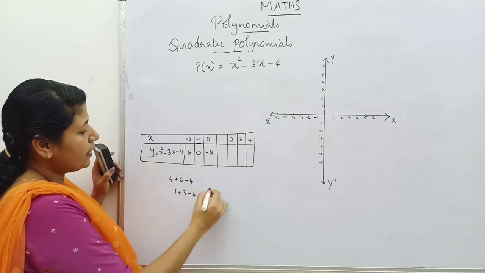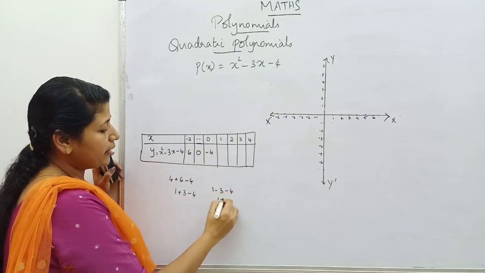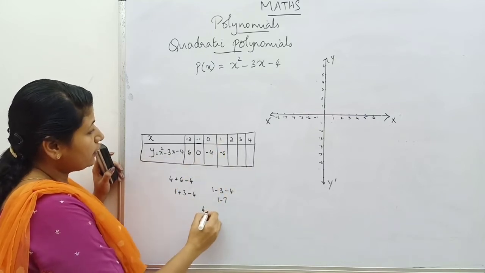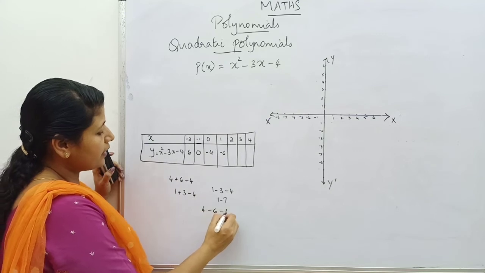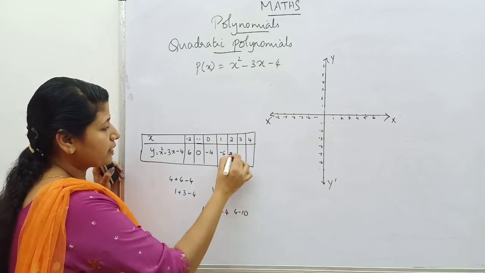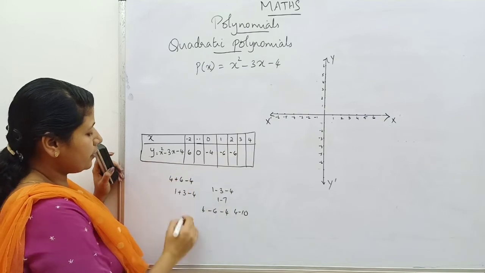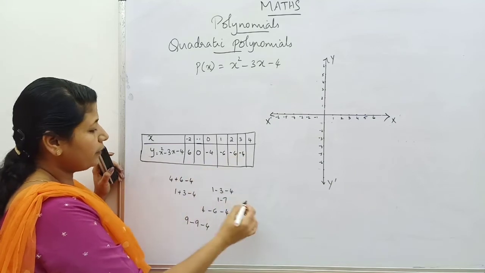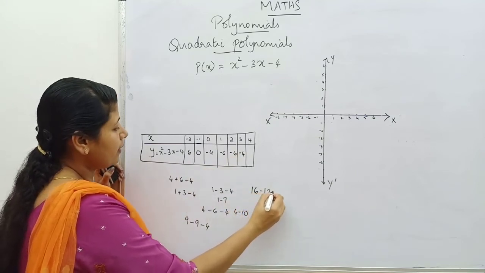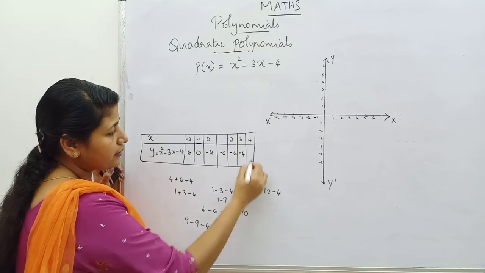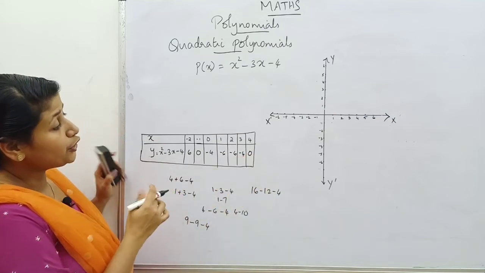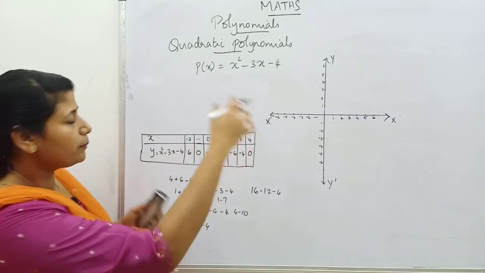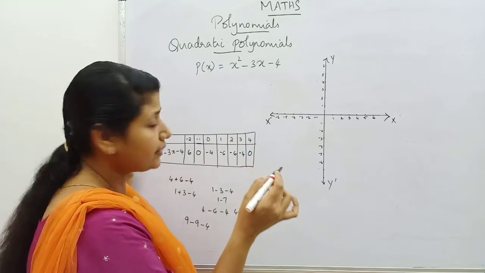Then substituting 1, it is 1 minus 3 minus 4, which is 1 minus 7, negative 6. If you substitute 2, it will be 4 minus 6 minus 4, which is 4 minus 10, negative 6. Substituting 3, it will be 9 minus 9 minus 4, negative 4. For 4, it will be 16 minus 12 minus 4, which is 0. So we have got 2 points where the value is 0: negative 1, 0 and 4, 0. So we will plot these points on that graph, and then you will get a graph.